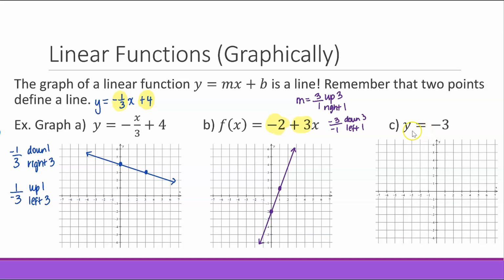Now finally, I have the line y equals -3, and remember that if you have y equals a number, that's simply a horizontal line. So y equals -3 would be this perfectly horizontal line along -3.